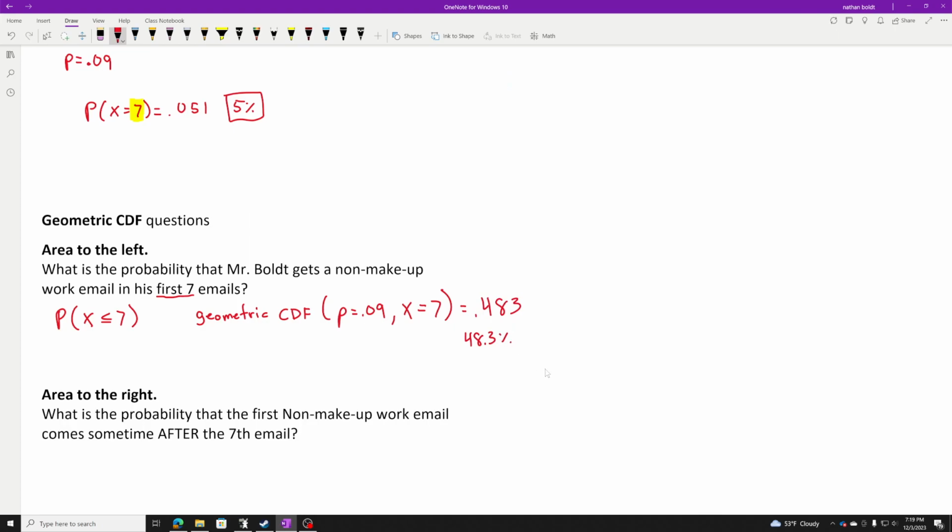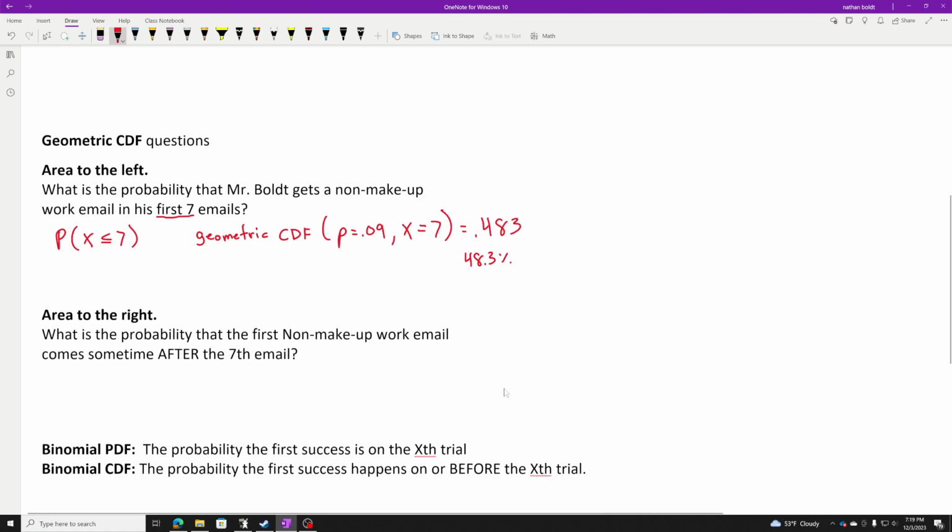So there's a 48.3% chance that I get that first non-makeup work email in the first 7 emails. Nice and easy. Area to the left is always easy, isn't it? It's the area to the right that we all screw up. What is the probability that the first non-makeup work email comes sometime after the 7th email? So what is the probability that x is greater than 7?